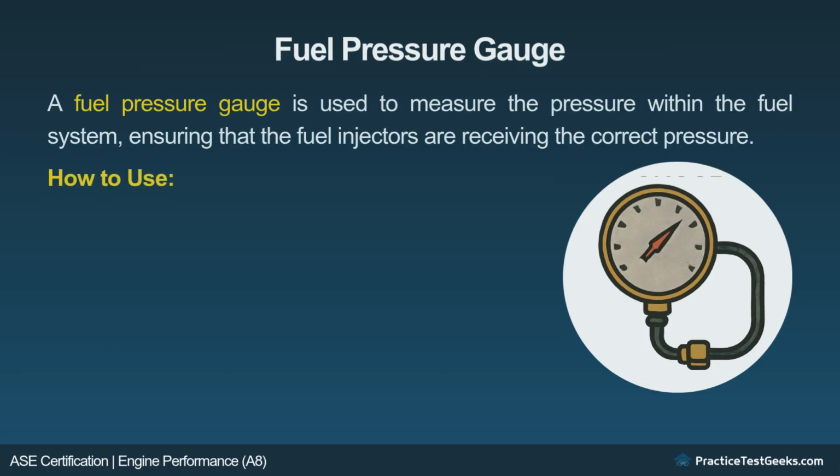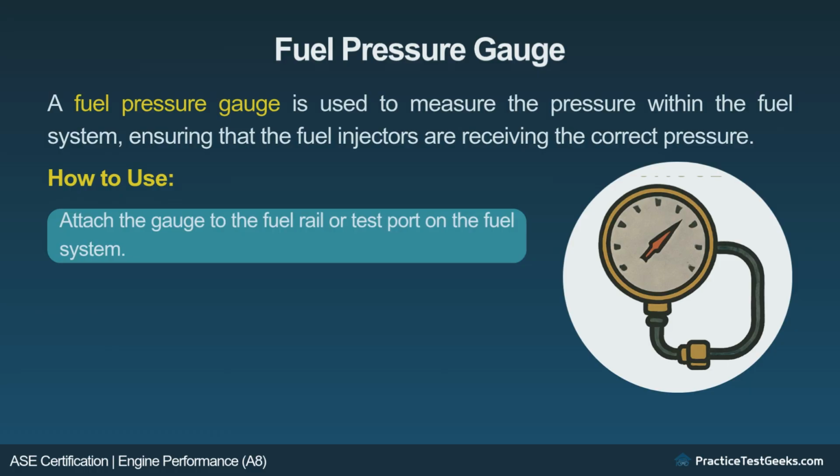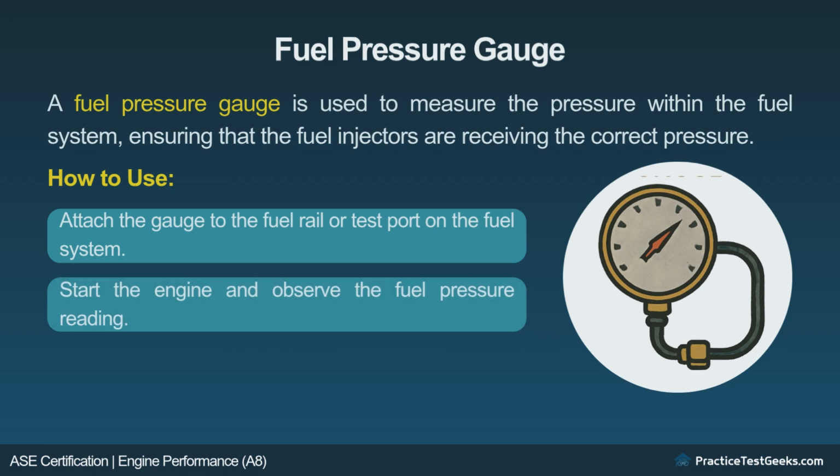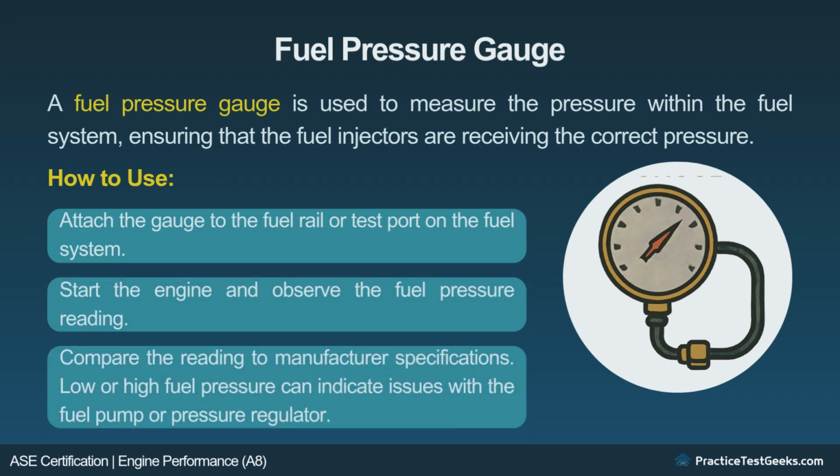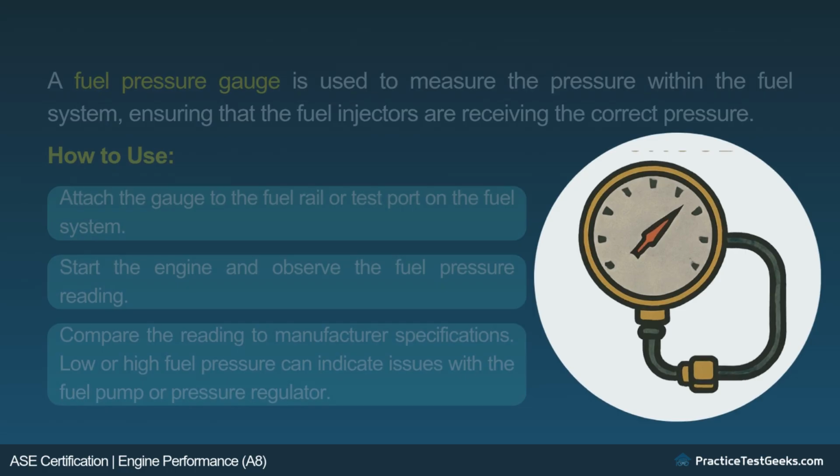How to use. Attach the gauge to the fuel rail or test port on the fuel system. Start the engine and observe the fuel pressure reading. Compare the reading to manufacturer specifications. Low or high fuel pressure can indicate issues with the fuel pump or pressure regulator.